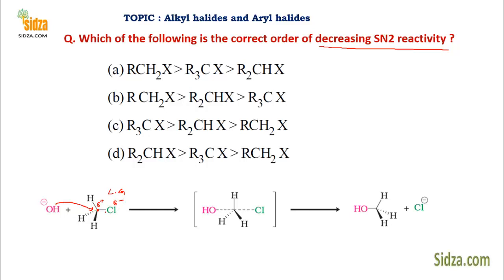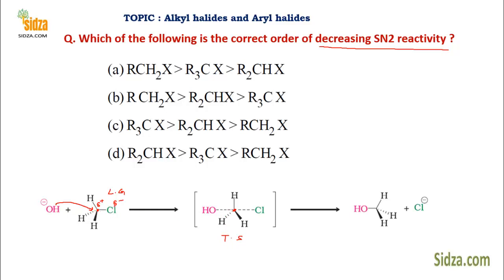Here the chlorine is the leaving group, and this hydroxide approaches very close to the carbon and forms the transition state. In this transition state, this particular carbon is attached to both the chlorine and the hydroxide, but bond breaking starts between the carbon and the chlorine, and bond formation starts between carbon and the hydroxide. So this is a transition state in which the nucleophile attacks from the back side of the carbon.